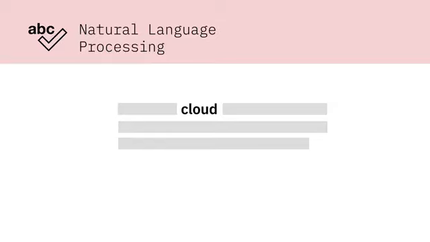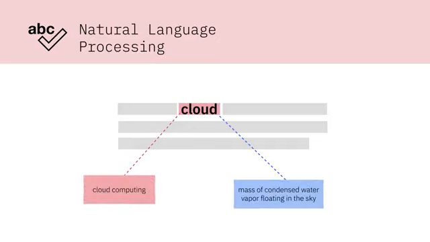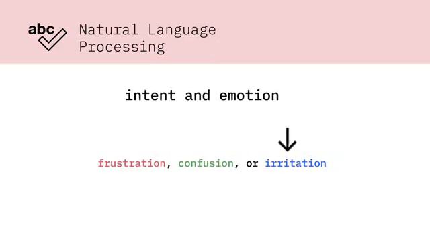For instance, based on the context of a conversation, NLP can determine if the word cloud is a reference to cloud computing or the mass of condensed water vapor floating in the sky. NLP systems might also be able to understand intent and emotion, such as whether you are asking a question out of frustration, confusion, or irritation. Understanding the real intent of the user's language, NLP systems draw inferences through a broad array of linguistic models and algorithms. Natural language processing is broken down into many subcategories related to audio and visual tasks.